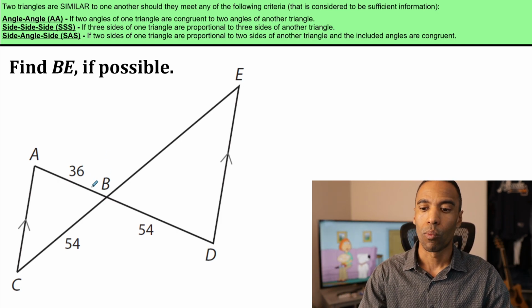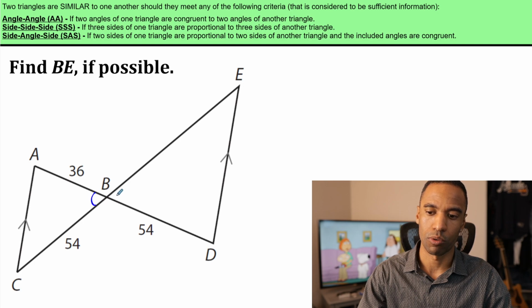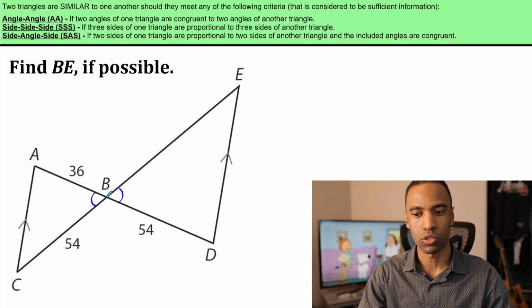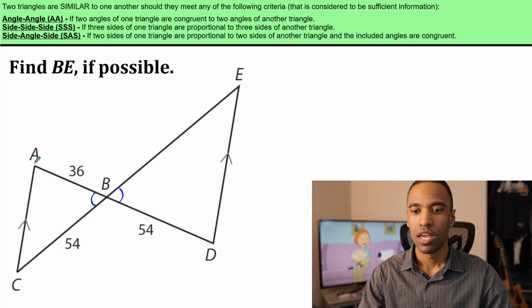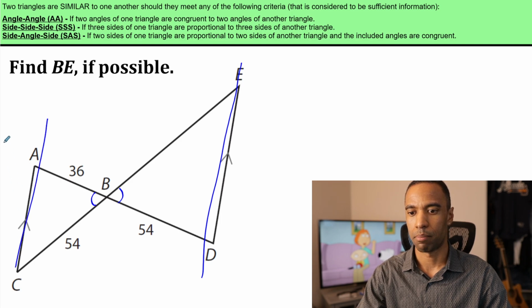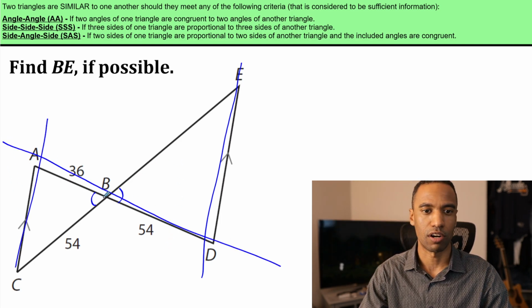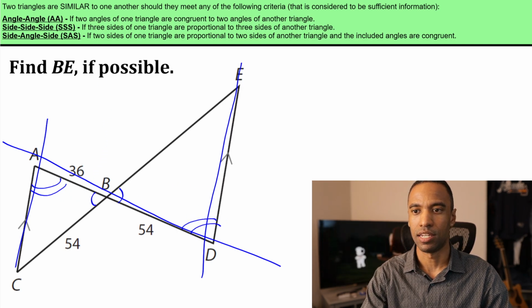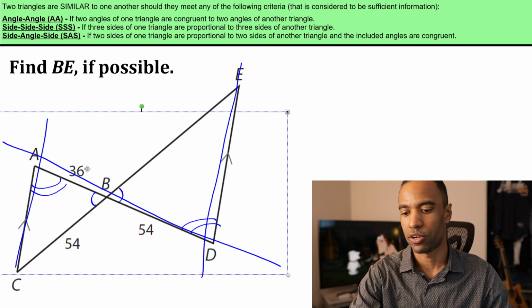Right here, guys, I have two angles congruent because these are vertical angles, ABC and DBE. Those are congruent because they're vertical angles there. If you notice these two lines that are parallel, guys, these two lines are also cut by, say, a transversal right there. Sorry for the drawing. That gives me congruent alternate interior angles right here in angles A and D. So I have alternate interior angles there.